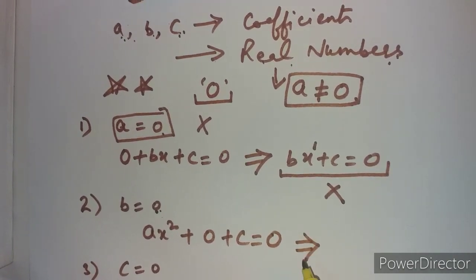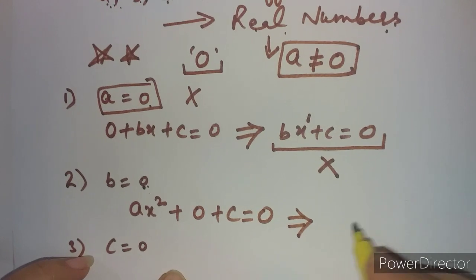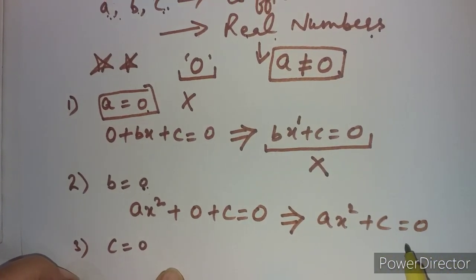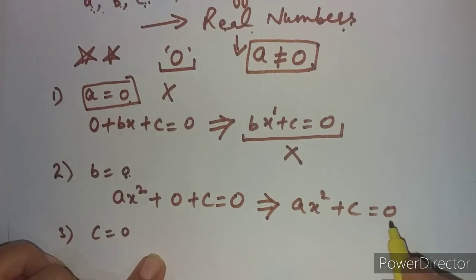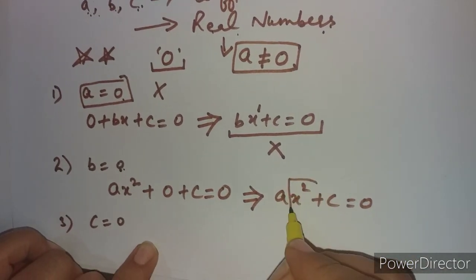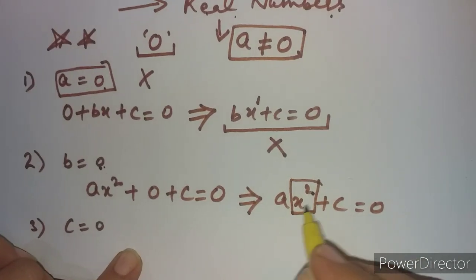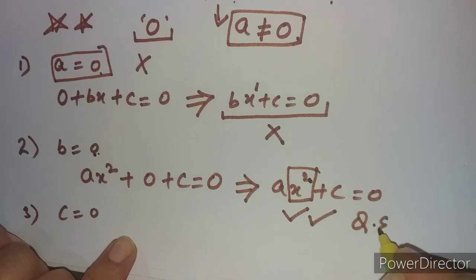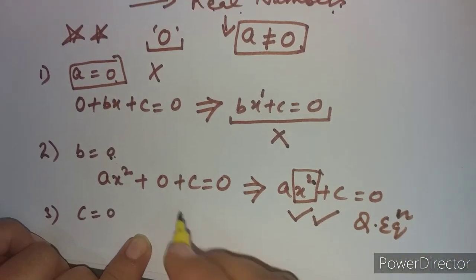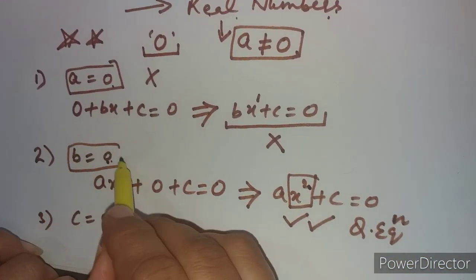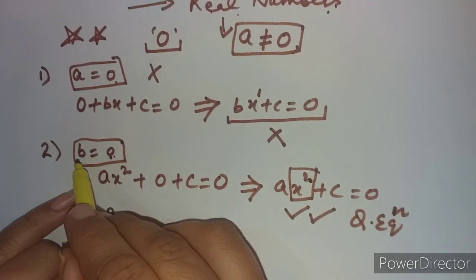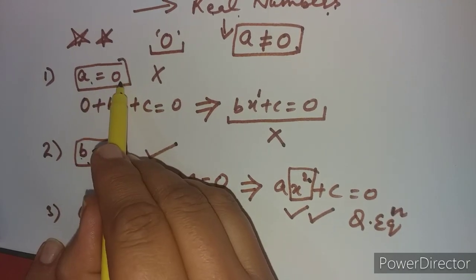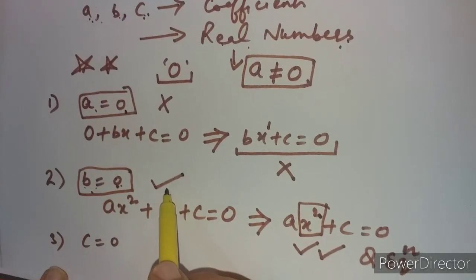Let us check whether still this is a quadratic or not. So it has become ax square plus c equal to 0. Let us verify the condition for being a quadratic equation. Still we have got this power 2 of the variable. This is the highest power. So very well, it is still a quadratic equation. Means 0 is allowed when we check the place for b. It is not allowed in the first place, it is allowed in the second place.